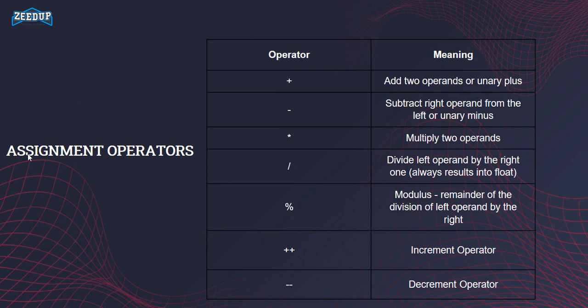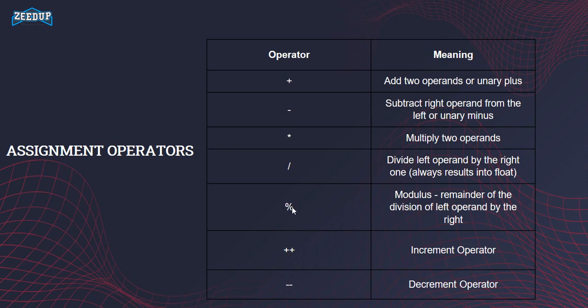Actually, these are arithmetic operators, not the assignment operators. So we have these arithmetic operators available with us. First is a plus, that is used to add two operands. Then we have a minus, that is used to subtract the right operand from the left. We have an asterisk, that is used to multiply two operands. A slash is used to divide the left operand by the right one.